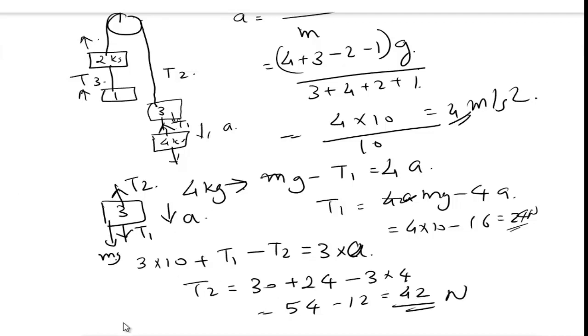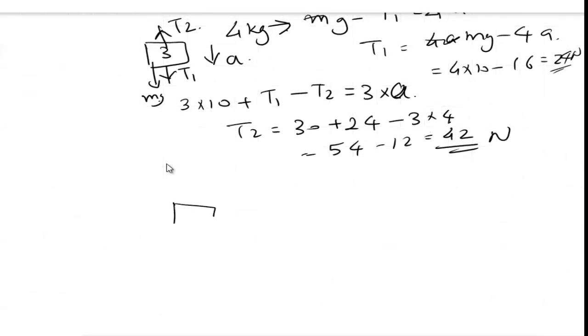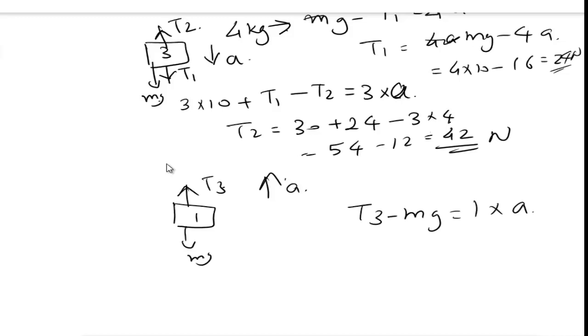Next T3. In the same way, first we will mark all the forces acting on the system. mg is acting exactly downwards, T3 is acting upwards, acceleration is acting upwards. Therefore, we can write T3 minus mg will be equal to mass into acceleration. T3 equals m(g plus a). 1 into 10 plus acceleration, we got it as 4 only, right? So here it is 14 Newton.